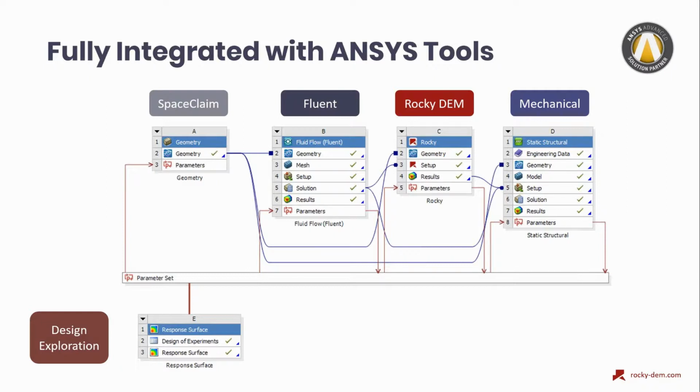And combining them all together, we have Design Explorer coupling with Rocky that enables us to parameterize the process parameters and helps us to achieve the optimization objectives. And all of this can be done in ANSYS Workbench. So we just have Rocky as one block in addition to other blocks available in ANSYS Workbench.